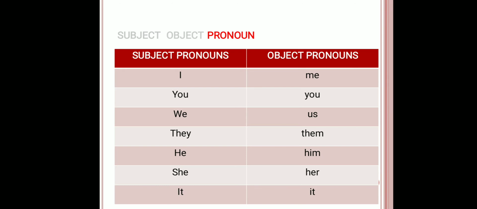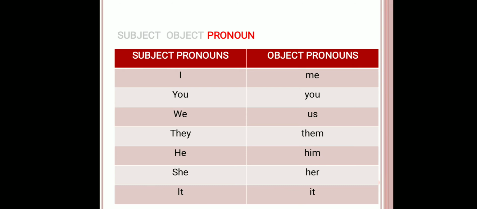Me, to refer to myself as an object. You, us, them, him, her, it. You has the same form as a subject pronoun or an object pronoun.